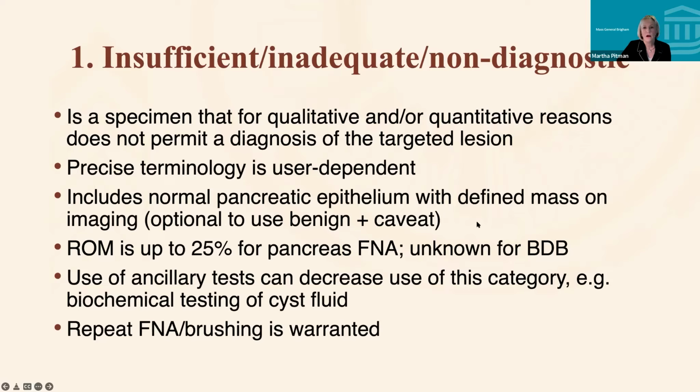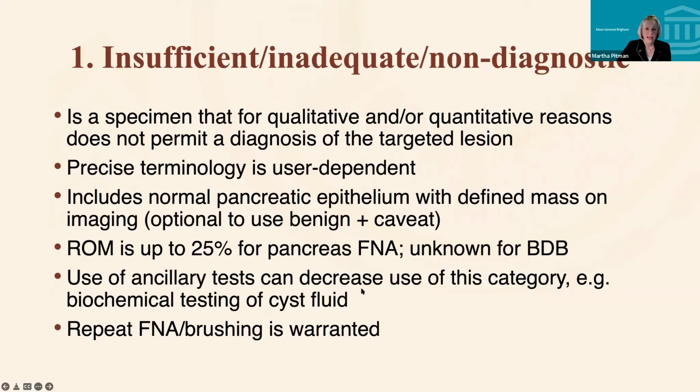But we don't want our risk of malignancy in a benign category to be very high. And so for this category, it can be up to 25% in the pancreas. We don't know really what it is in the bile duct brushing category because most studies exclude non-diagnostic or insufficient bile duct brushing specimens.